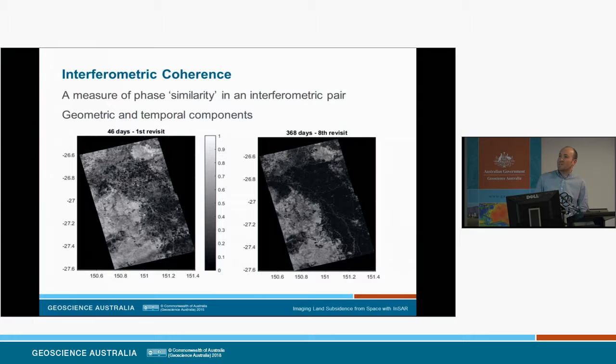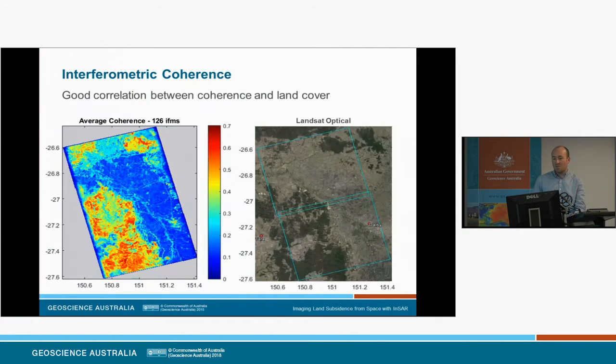easily. This is a map of the interferometric coherence for one interferogram, and it varies between a coherence of 0 and 1. So 0 is very poor coherence and 1 is very, very good coherence. And you can see, as we increase the time span of the interferogram, the overall coherence is degrading. So this can introduce noise signals into the interferogram that we must deal with.